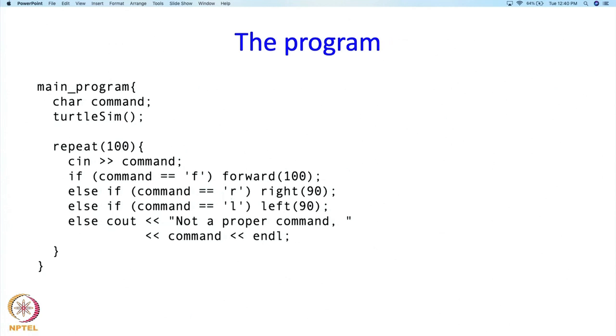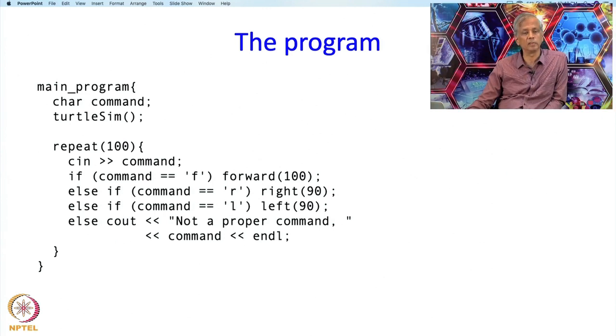So again, this program by now should appear reasonably obvious. We are going to have a character which we will call command, and then we will start the turtle simulator, and then since we want to execute 100 commands, we will have a loop which will repeat 100 times. Then in each iteration, we will read into command. So depending upon what the user types, command will have that value.